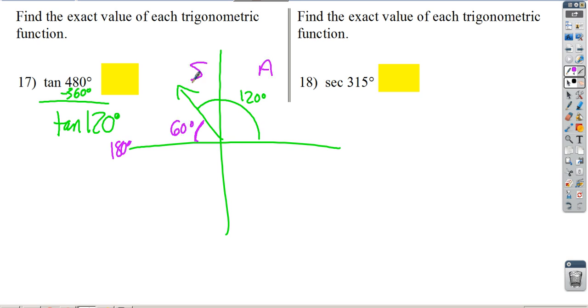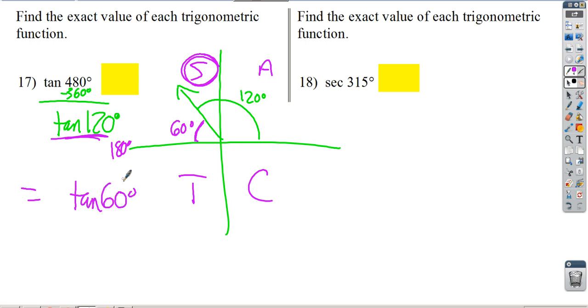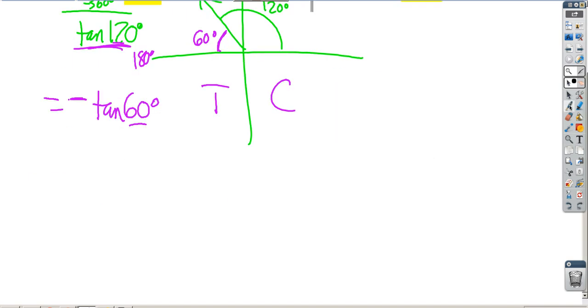But remember, we're in the second quadrant, so in the second quadrant, sine is the only thing positive. So this right here is really the equivalent of tangent of 60 degrees, because 120 and 60 have the same reference angle, but it's negative because we're in this quadrant. We're in the sine quadrant, not the tangent positive quadrant. So negative tan of 60, remember that tangent is the same as sine over cosine.